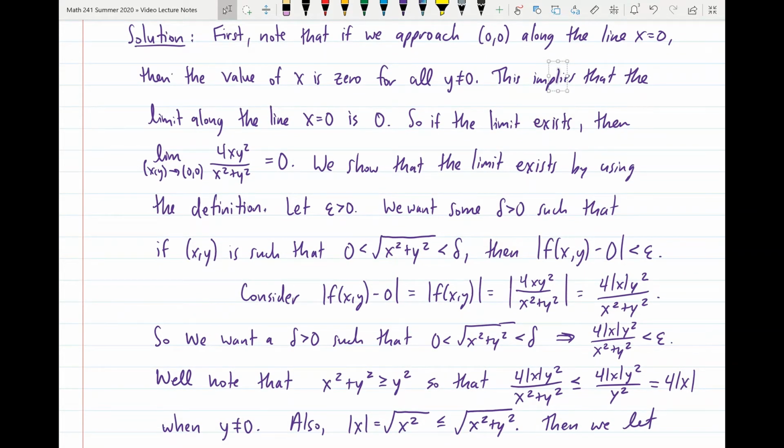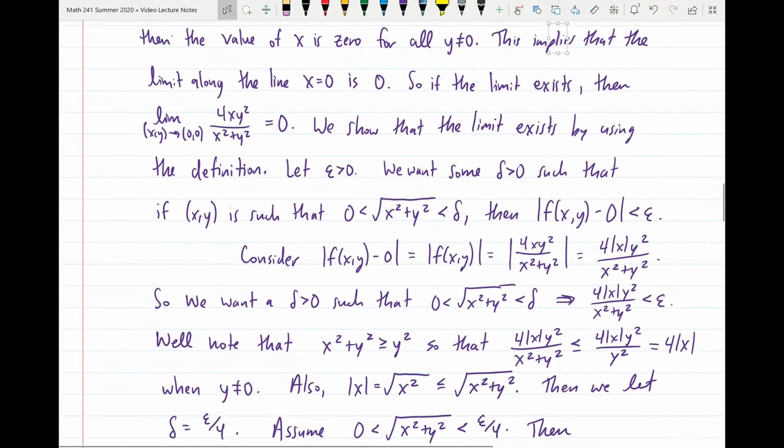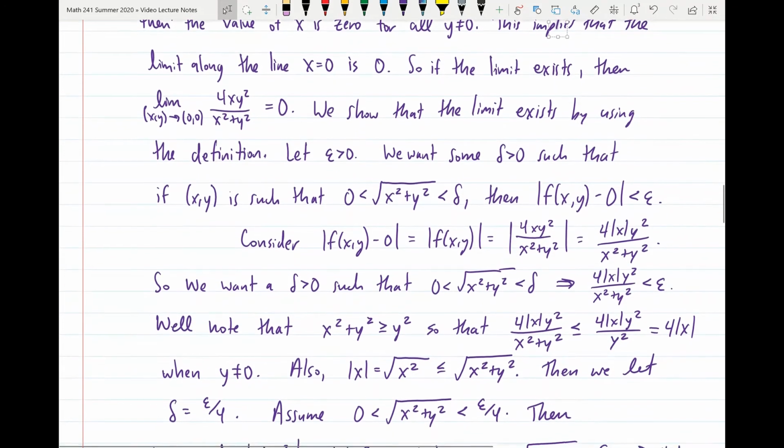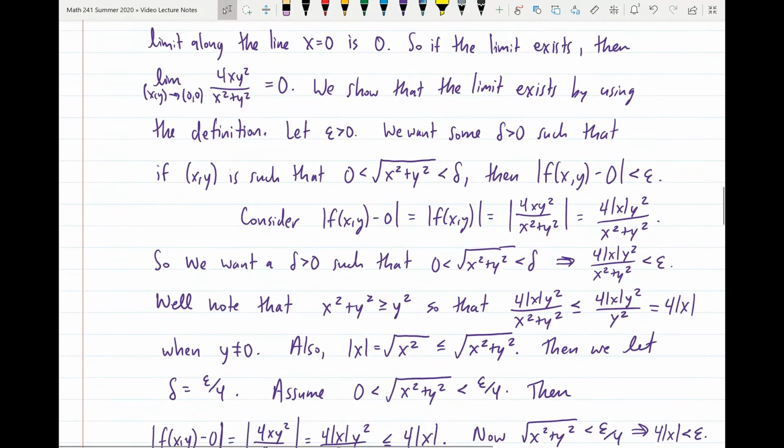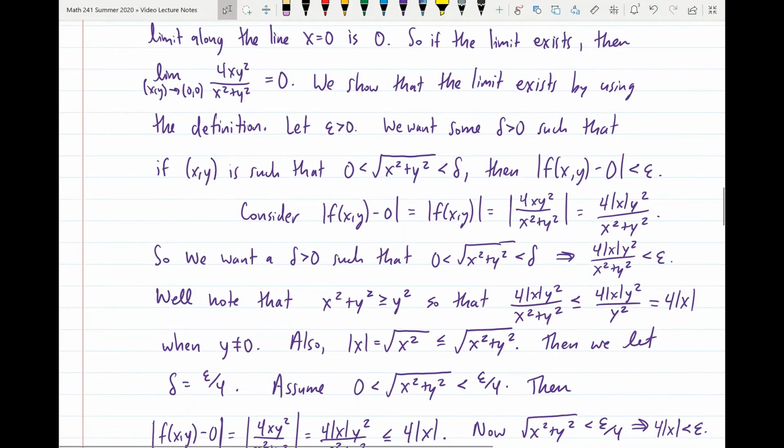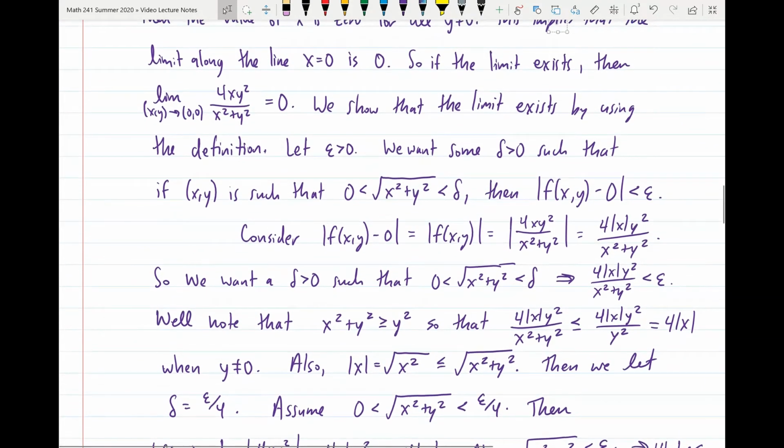For example, I could approach along the line y equals 0, and we could find that the limit along y equals 0 gives us a different value. And if that was the case, then the limit would not exist. But we know that if the limit does exist, then the limit has to equal 0. So now we have to show that the limit actually exists, because we know that if it exists, then it has to equal 0. And the only way we can do that is by using the definition of the limit.